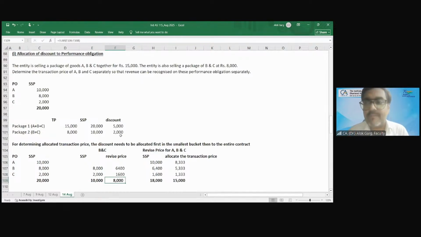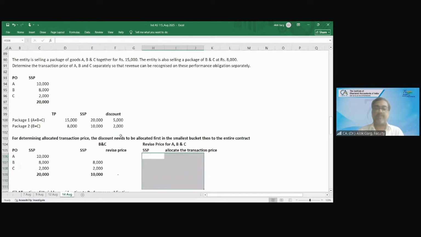So friends, first I will allocate. What is my transaction price of B and C? 8,000. So what will I do first? Allocate the 8,000 between B and C: 8,000 multiplied by 8,000 divided by 10,000, and 8,000 multiplied by 2,000 divided by 10,000. This is my revised standalone selling price.